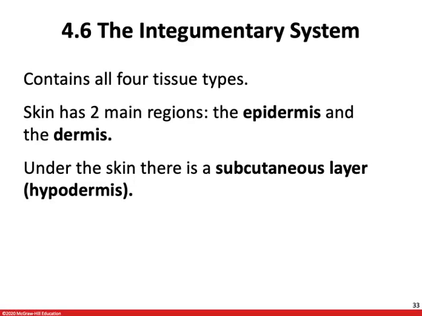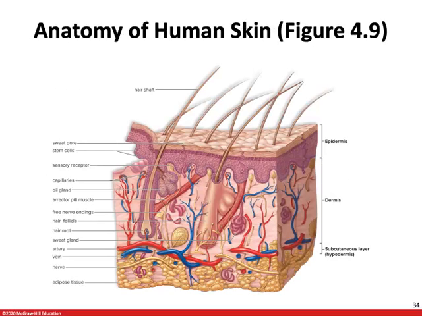So like I said, the integumentary system is going to contain our skin, but it's going to contain 4 specific tissue types. Skin has 2 main regions, the epidermis and the dermis, and then under the skin is the subcutaneous layer, also known as the hypodermis. Here's a diagram that gives us an overview of the anatomy of the skin. We're going to be breaking down this diagram quite a bit in the remainder of this section, but this is a really awesome overview slide. I do want to encourage you to spend a little bit of time going through all of the different structures and accessory organs that are found in this layer of skin.